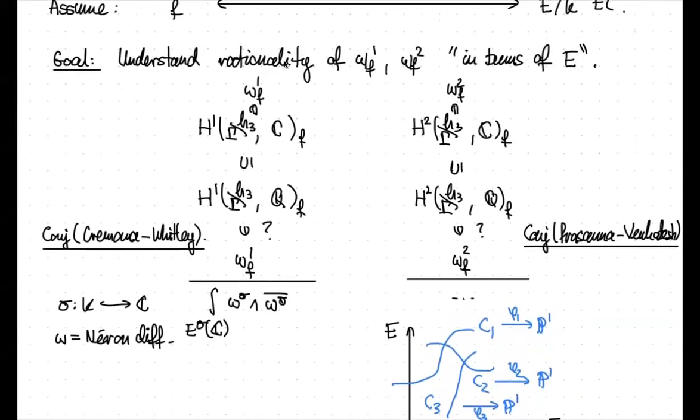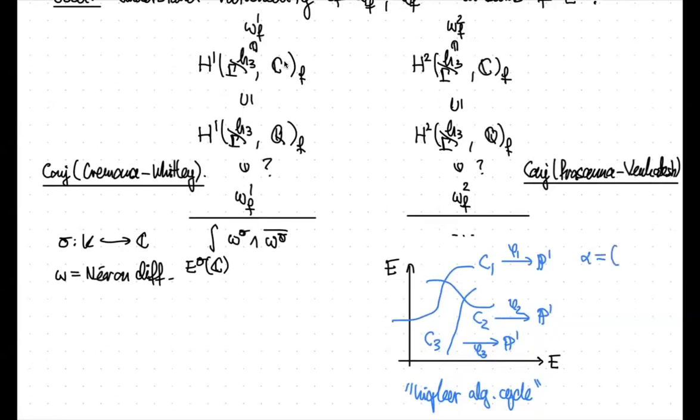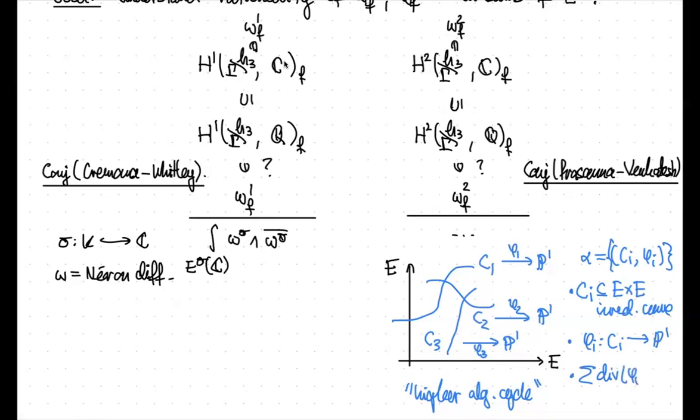What I actually want is the following data of a collection of Ci, phi i, where first of all, Ci is an irreducible curve in E times E, and phi i is a function on Ci. I want the sum of the divisors of those functions to cancel out. So if the first function had a pole here, I would want to cancel it with a zero of the second function over there, and so on.